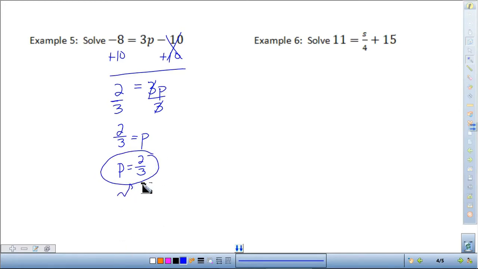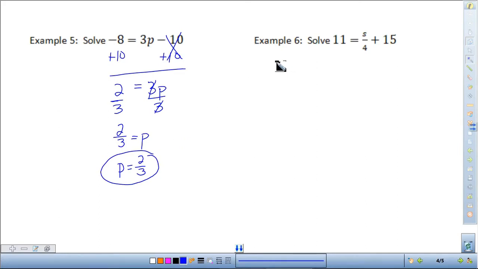If we were to take a look at the check on this, it's going to be a little bit more complicated because we are going to be using a fraction in this check. However, if you go back to your fraction operations, the process will be the same, and you should come up with negative 8 on both sides when you simplify it.